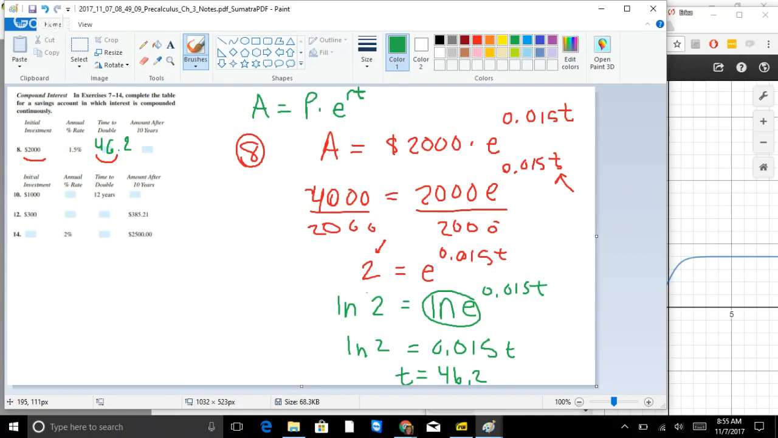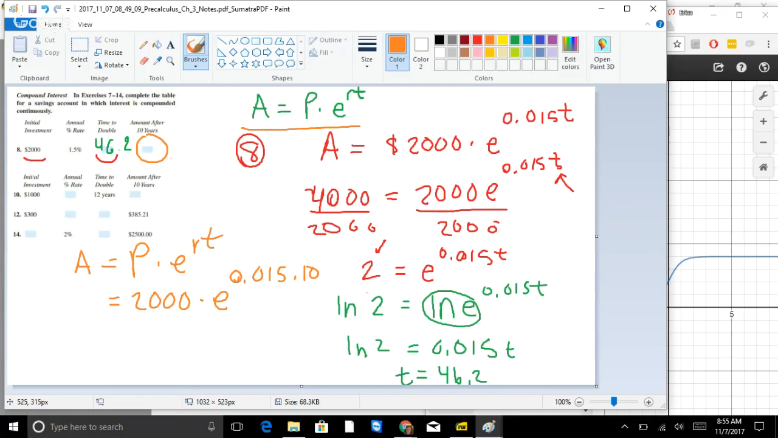Okay. The next fill in the blank that we have here is the amount after 10 years. This one should be a pretty easy calculation, right? So we have the same formula over and over again. Amount equals P times e to the rt, Pert. Our principal is still $2,000. Our rate is still 0.015 times 10 years. So this is basically just a plug in.